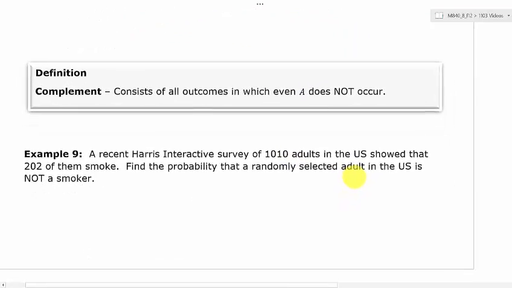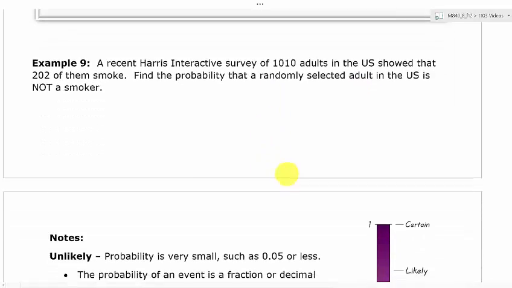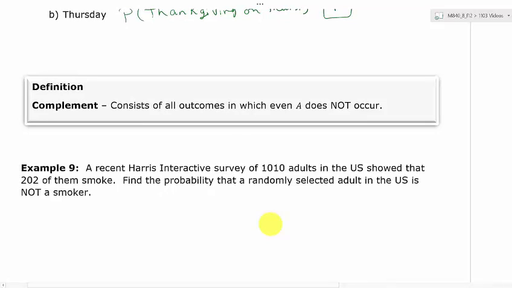Next, a definition. A complement consists of all outcomes in which event A does not occur. So it's like the opposite of some event A. The notation for a complement is to put a line above it. Basically, it's like saying not A, the opposite of A.